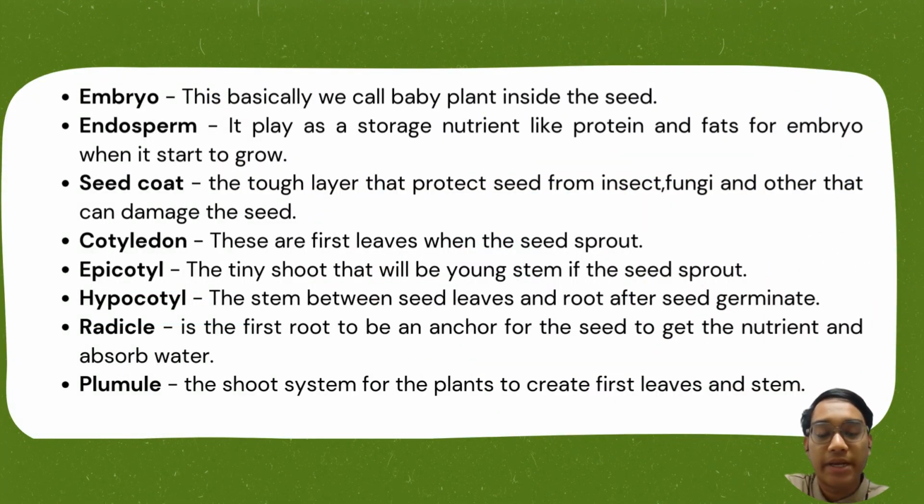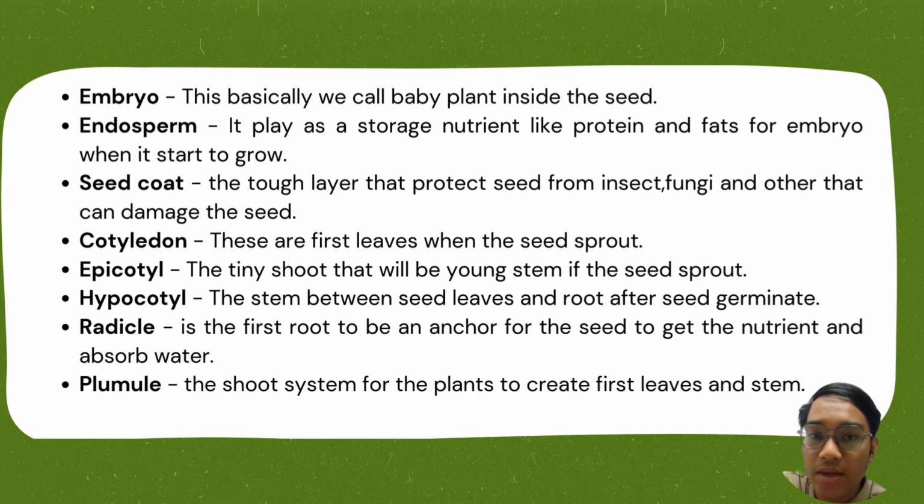Right now, I will explain each component inside the seed. I will start with the three main parts of the seed. The first one is the embryo. The embryo is basically what we call a baby plant inside the seed. Second is the endosperm. The endosperm plays as a nutrient storage, like protein and fats, for the embryo when it starts to grow. And lastly, the third main part is the seed coat.